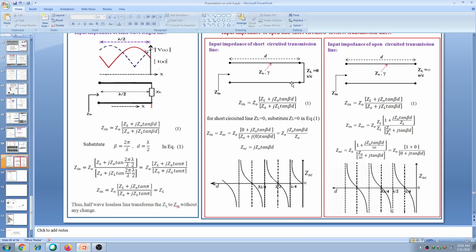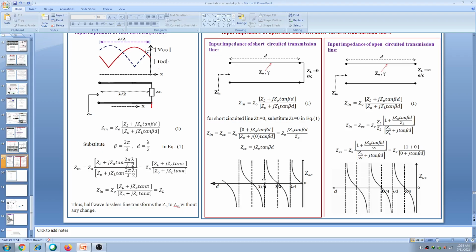decreasing. As you move further, it decreases and it becomes 0 at a distance of lambda by 2. If you move a distance of lambda by 2, the impedance must repeat 0 here. So after lambda by 4, the impedance goes negative infinity, but decreases and becomes 0 at lambda by 2 again. The same pattern repeats here.